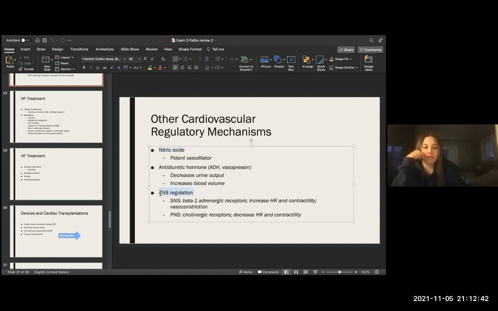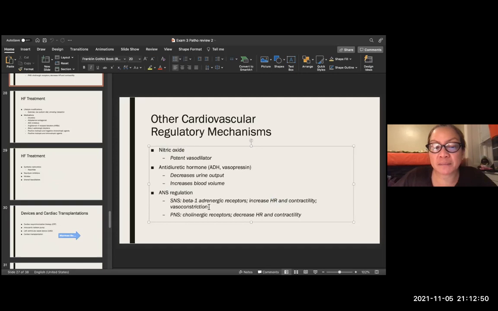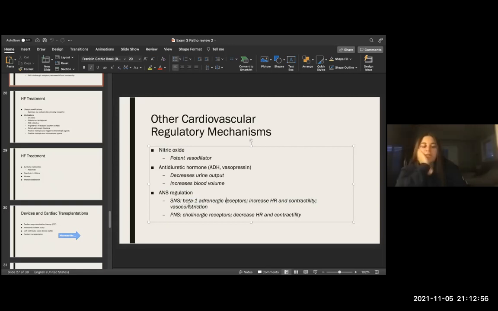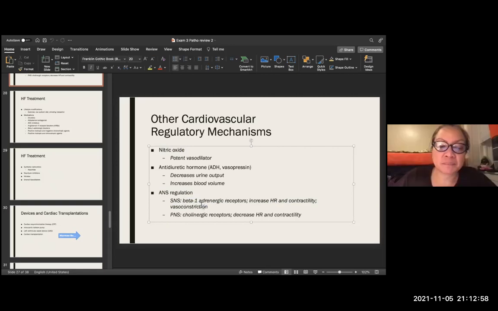The ANS. Oh, I get it. Beta right here. Beta to increase. This is ANS, the autonomic nervous system. And what's the beta? SNS, the sympathetic nervous system. PNS, the parasympathetic nervous system. Right?